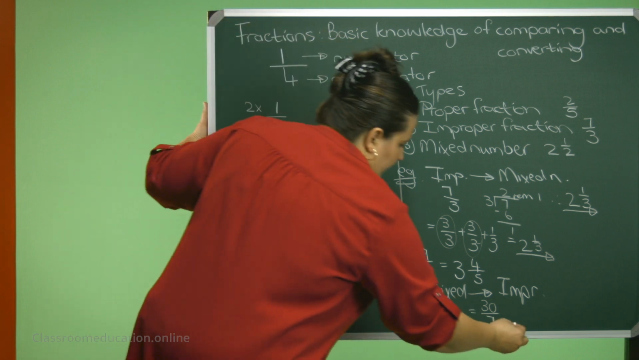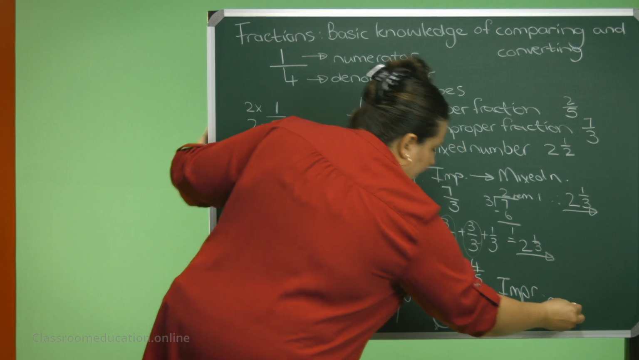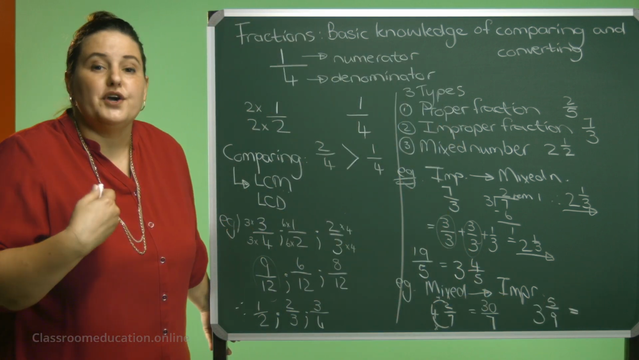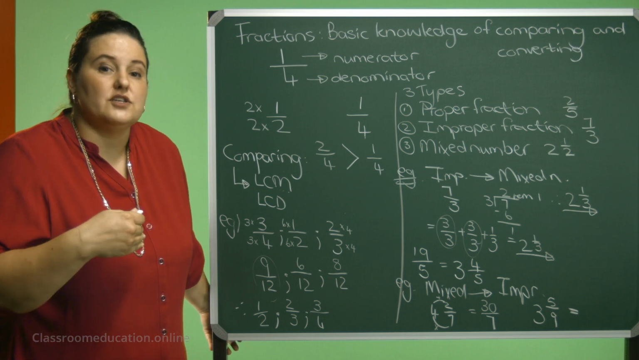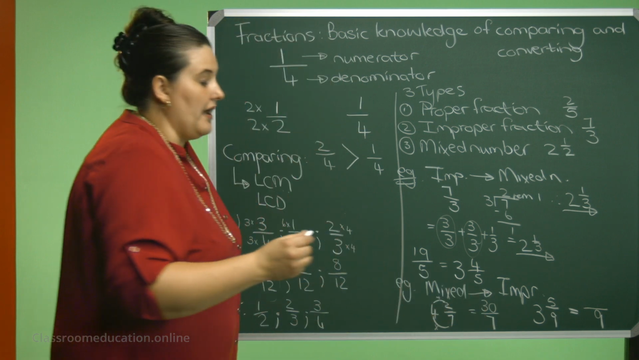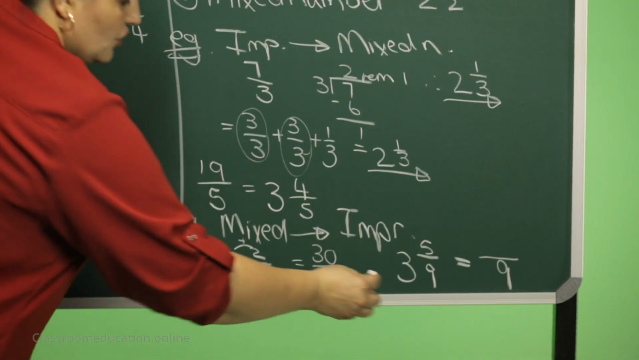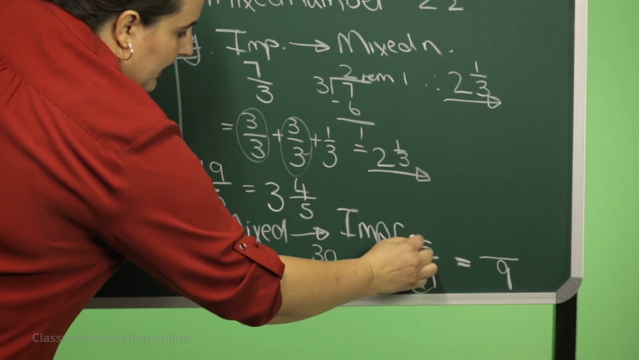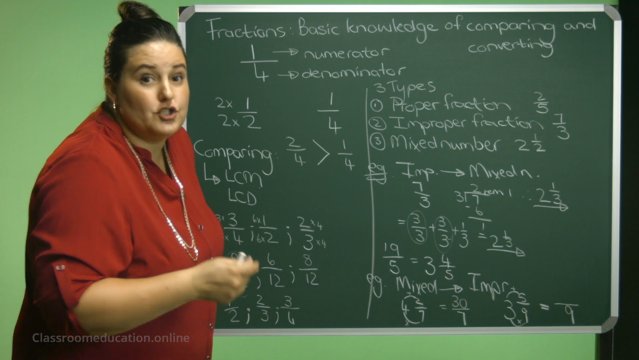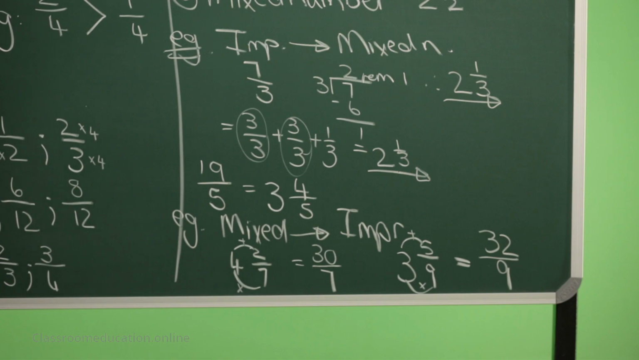3 5/9. Okay, it's a mixed number. We need to change to improper fraction. We are working with ninths, so your answer will be ninths. Okay, in terms of ninths. How many ninths? 3 times 9 is 27, plus the remaining 5 there, 27, 28, 29, 30, 31, 32. That will be 32 ninths.